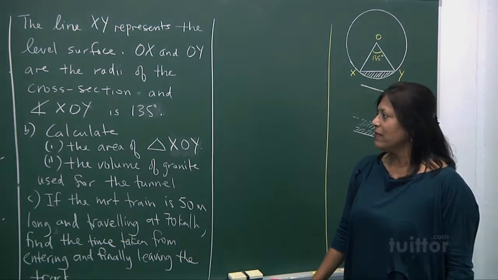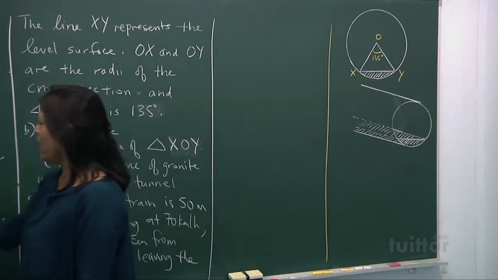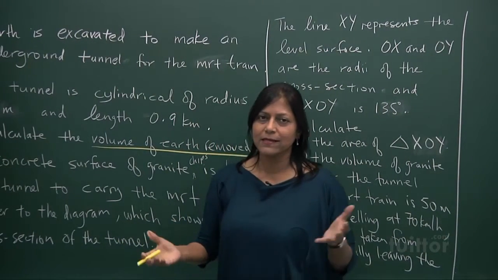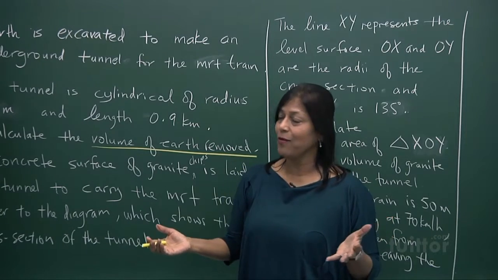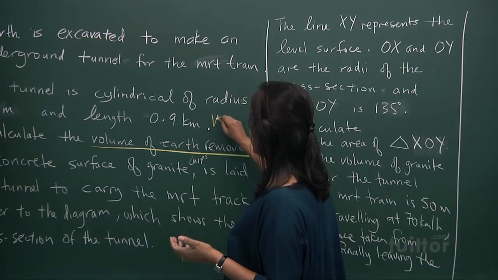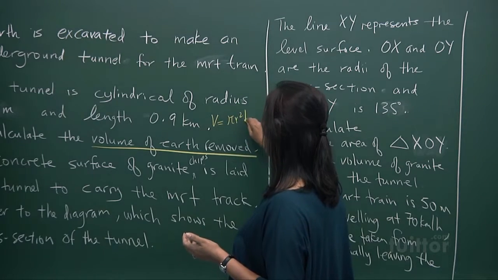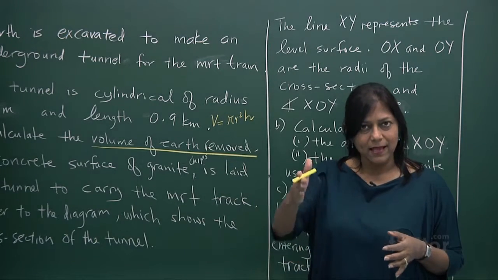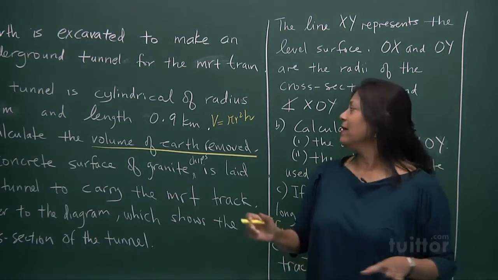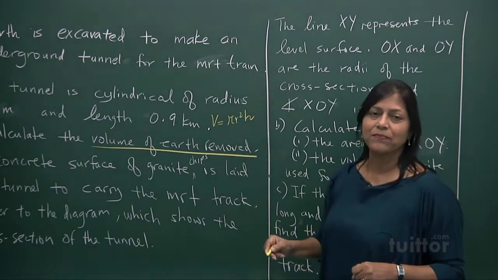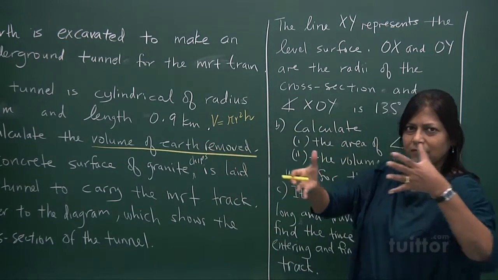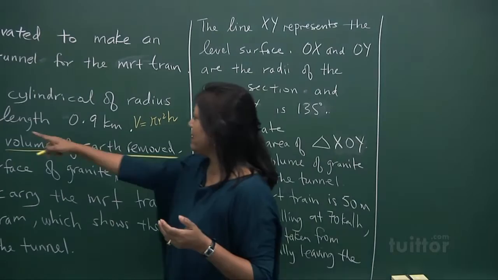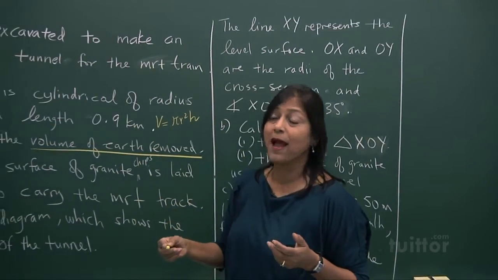Now the first part, what is the volume of earth removed? Can you tell me what's the volume? It's a cylinder, all right? And what is the volume of a cylinder? The volume of a cylinder equals pi r squared h. It's a prism with a circular base, area times the height. The area of the base is pi r squared times height. The whole cylinder of earth is taken off. And what is the radius? The radius is 5 meters, the height is 0.9 kilometers.